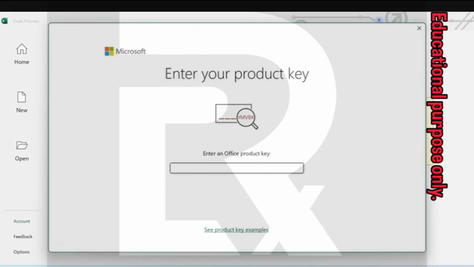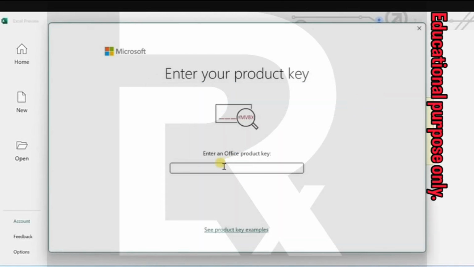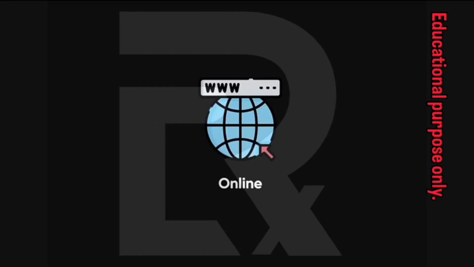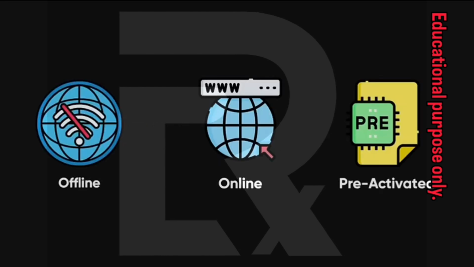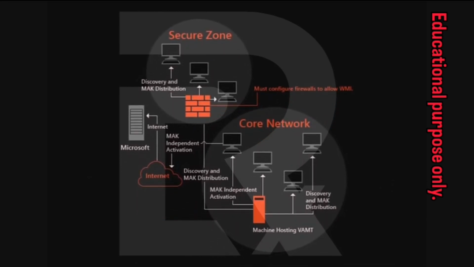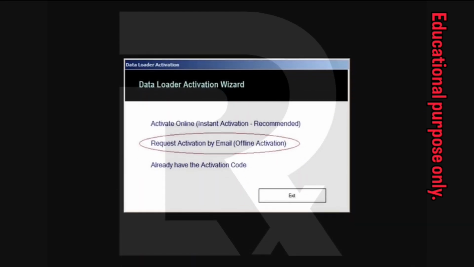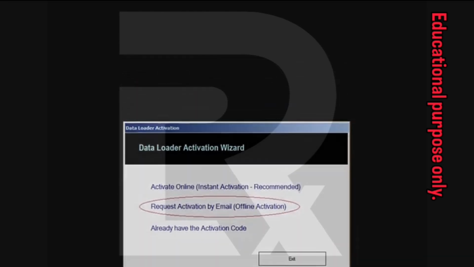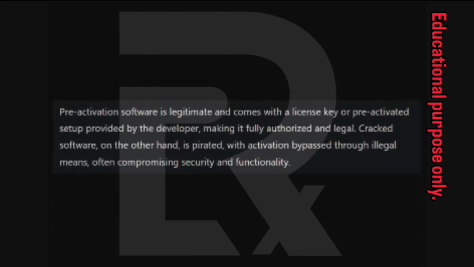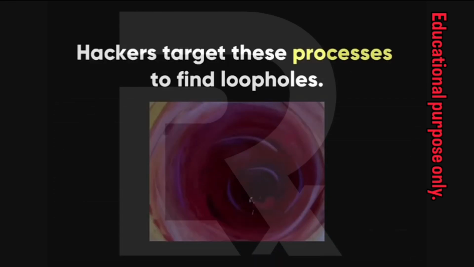For most premium software, the activation process acts as a gatekeeper, ensuring only legitimate users can unlock the full features. The type of activation used determines how secure or vulnerable the software is. There are three primary methods: online activation, offline activation, and pre-activated files. Online activation relies on server-side code. This means the software communicates with a remote server to validate the key or license. Offline activation, on the other hand, uses embedded code within the software itself to handle validation. Pre-activated files are simply a version of the software where the activation process has already been bypassed or removed. Hackers target these processes to find loopholes.